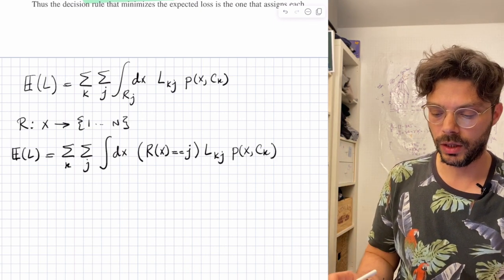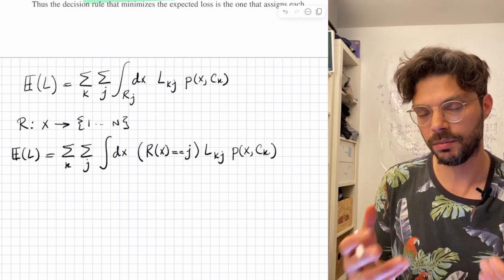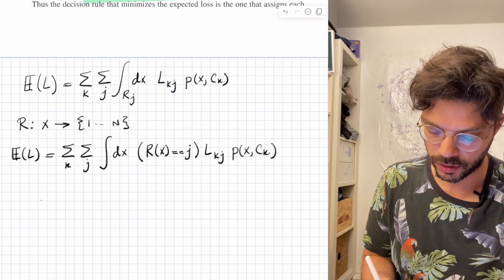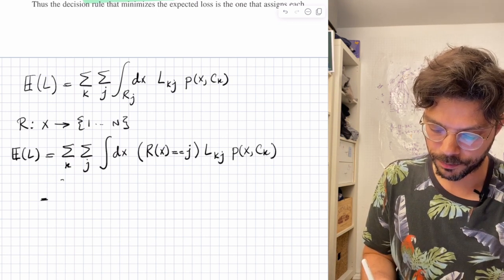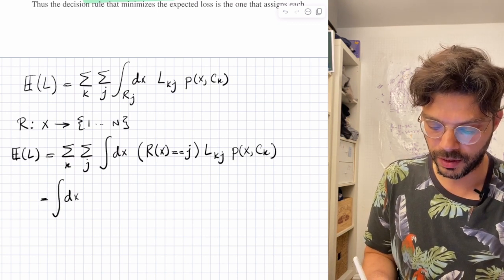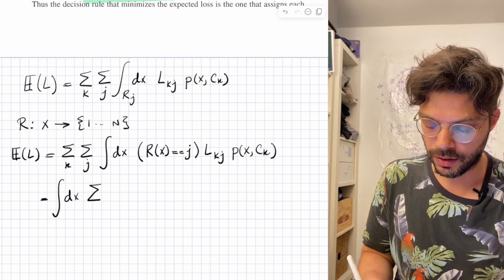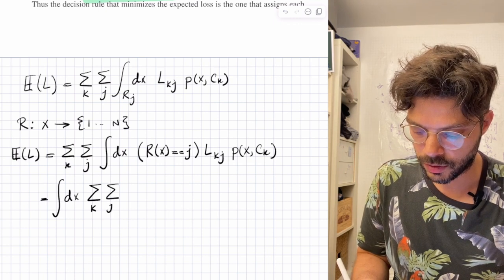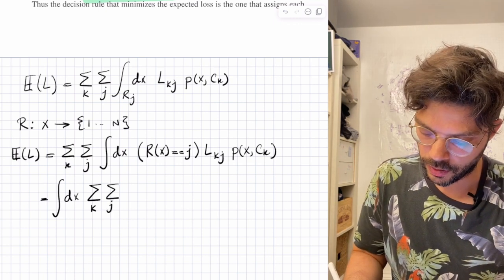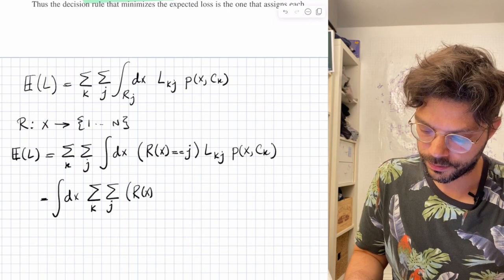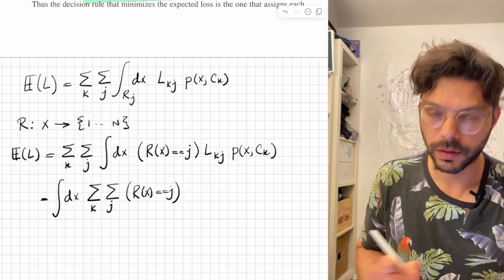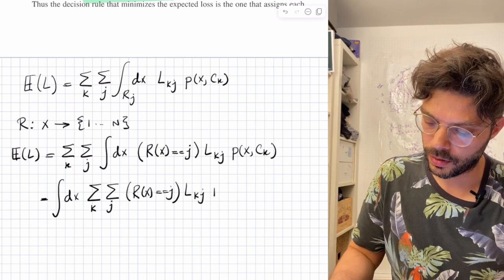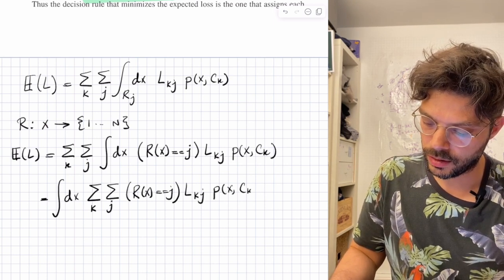Now, to really emphasize that we can do this minimization at every single point, we're going to move the sums inside the integral. So this is actually the same as an integral over all of space of the sum over the true classes, the sum over the assigned classes, of our indicator, and then the rest is the same, times P(x, C_K).